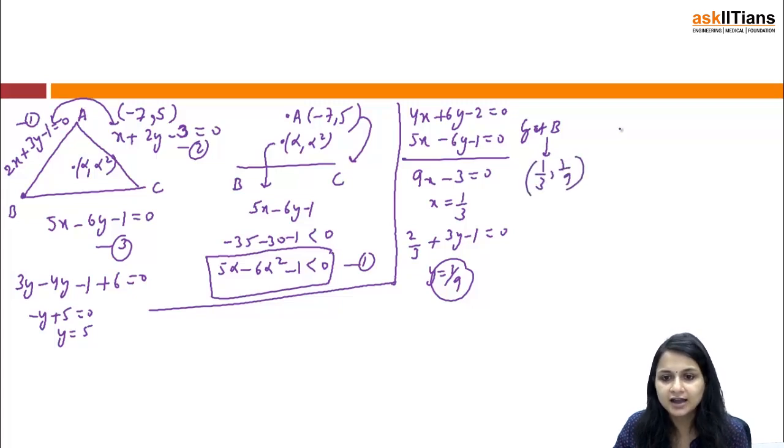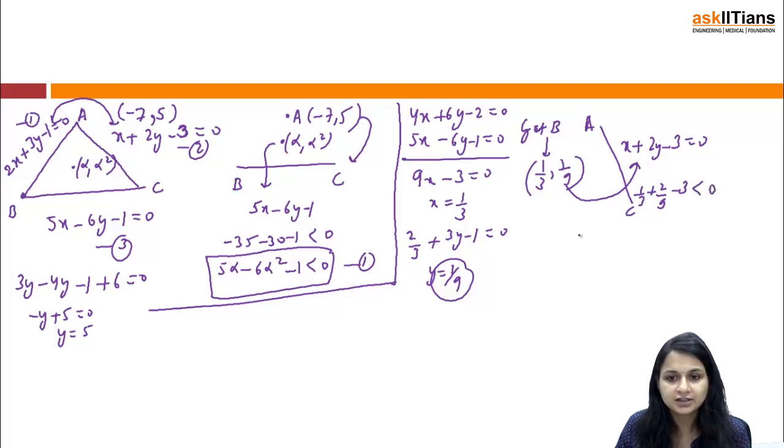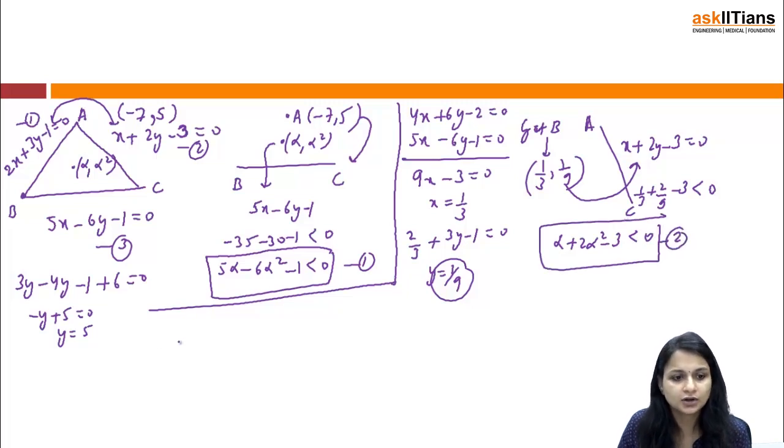Now I have this side AC, which is x plus 2y minus 3 equal to 0. If I put this point in this line, I will have 1 upon 3 plus 2 upon 9 minus 3. You can easily see that this is less than 0. So if this is negative, that means alpha comma alpha square, if I put in this line, alpha plus 2 alpha square minus 3 will also be negative. This becomes my second equation. So quickly let us find the third equation also.